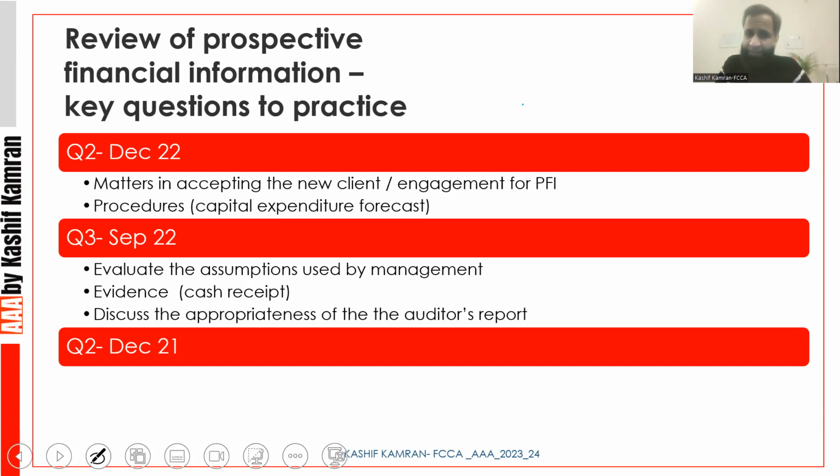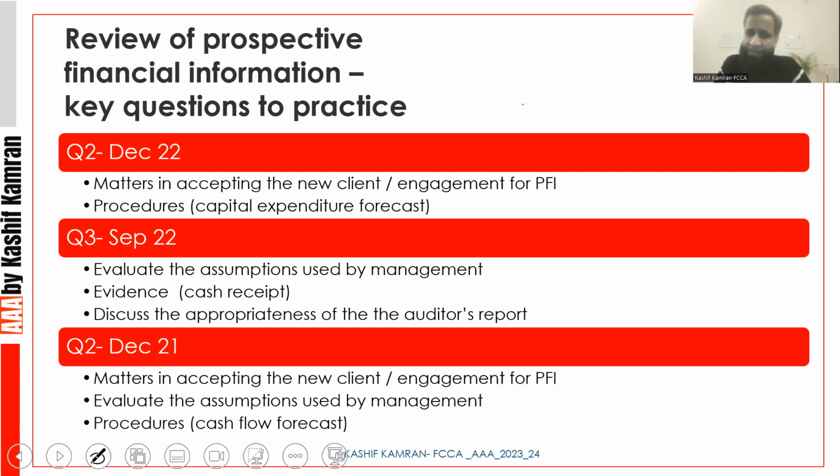Then in December 21, question 2, matters in accepting the new client and engagement for PFI. So just like the December 22 paper, you were accepting a new client, and from that new client, you were accepting the engagement to review the PFI. Evaluate the assumptions used by management and procedures on cash flow. So these are 3 questions on your screen, which will give you every possible question which comes from PFI.